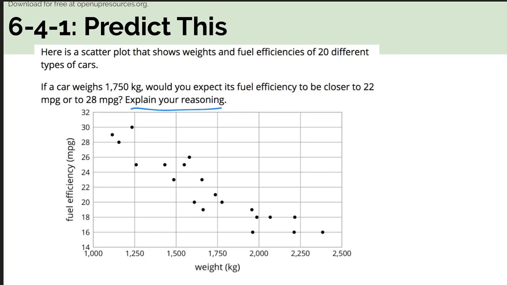As I'm looking at the trend in the data here, if the car weighs 1,750 kilograms, it looks like its fuel efficiency is going to be much closer to that 22 miles per gallon range rather than being up here at 28 miles per gallon.